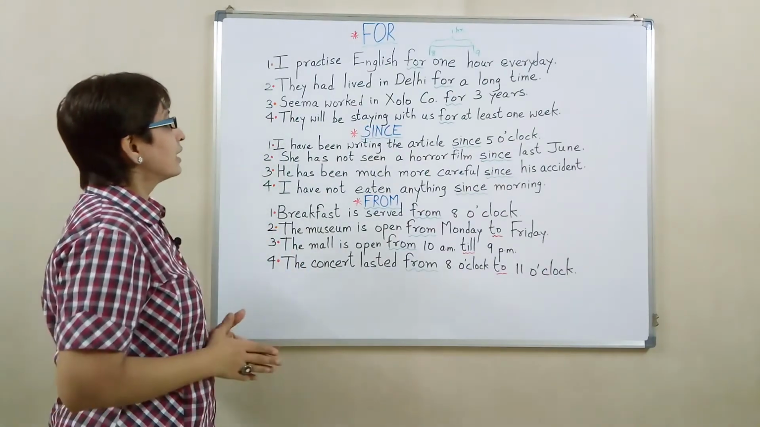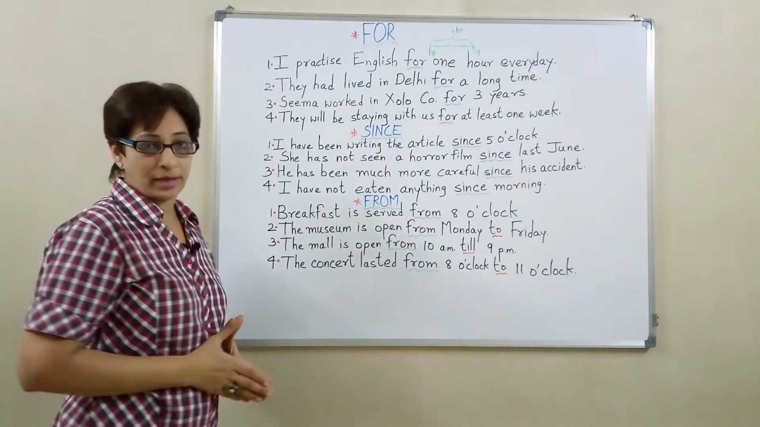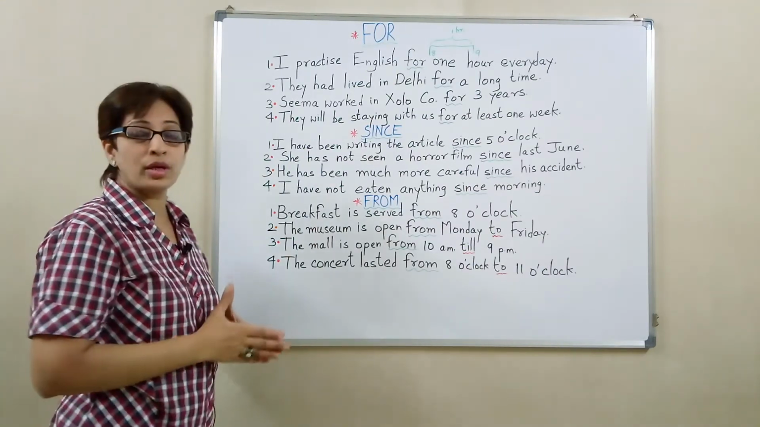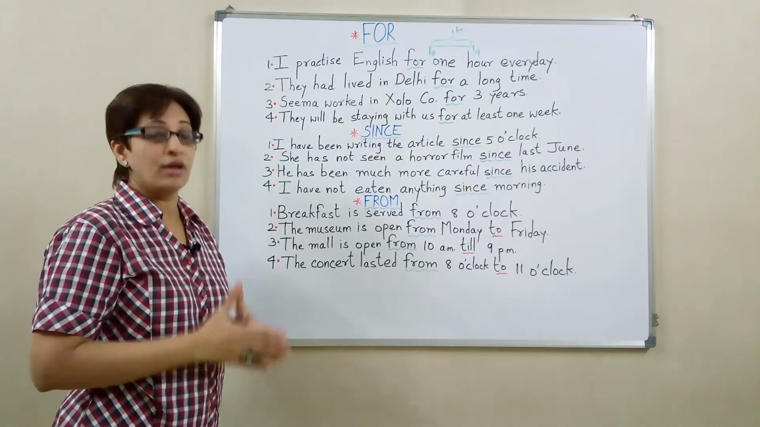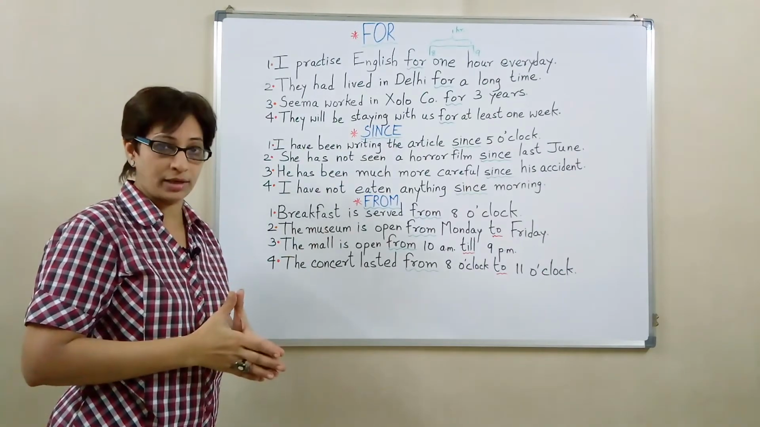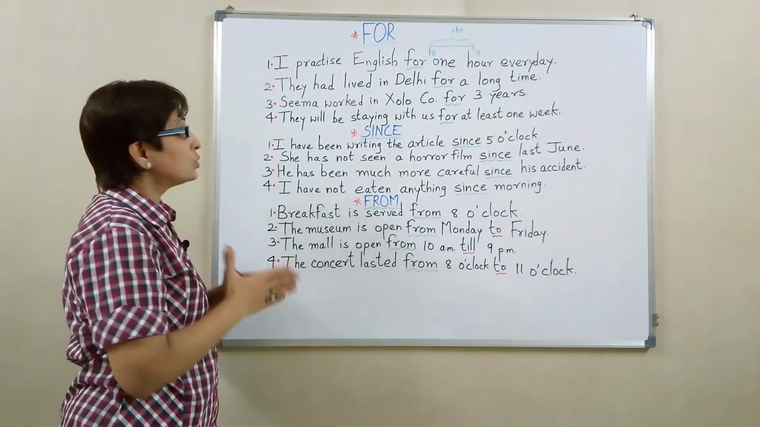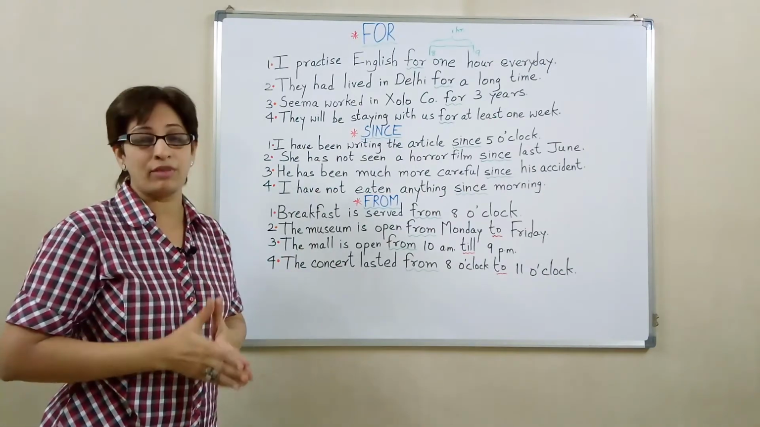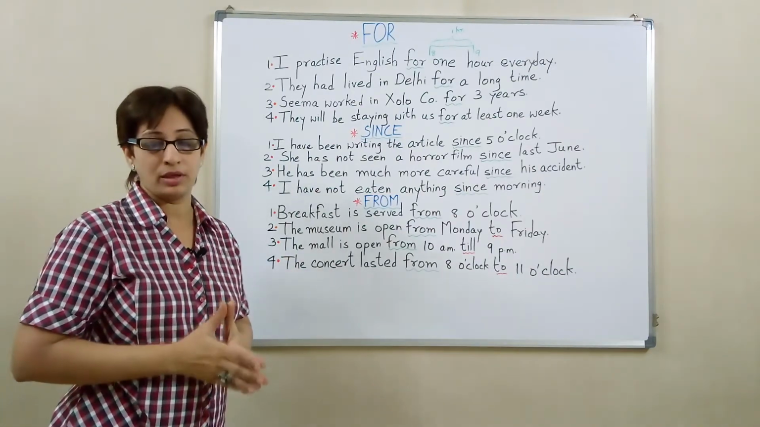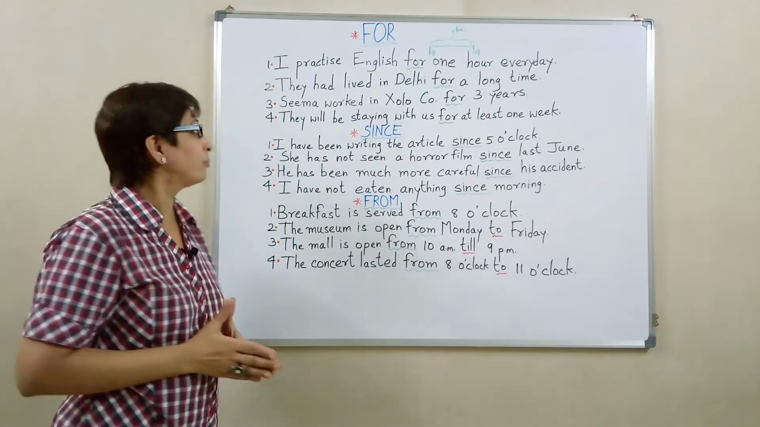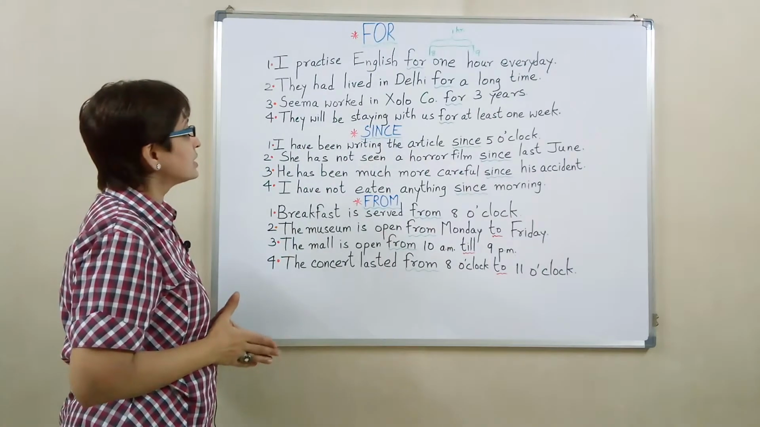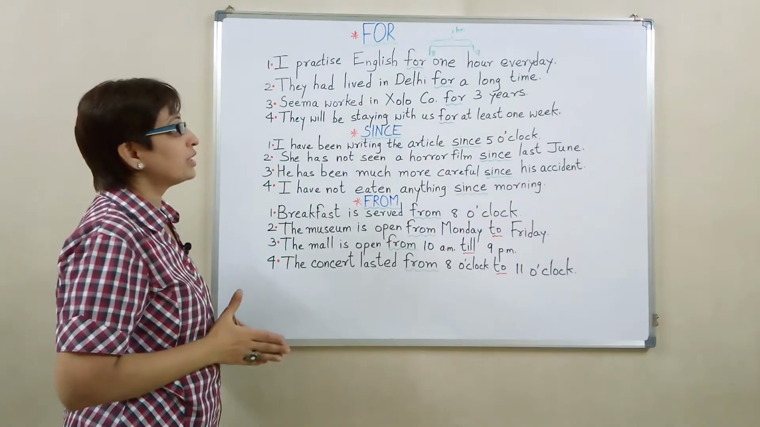The second sentence, they had lived in Delhi for a long time. Here also I am talking about the length of time, for a long time or for a short time. So we have to use for with reference to time when we talk about the duration of time, the time span. Fine. The third sentence, Seema worked in Zolo company for 3 years.